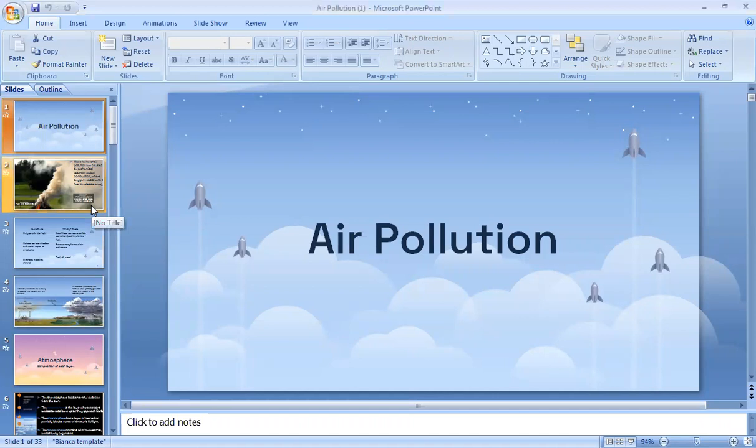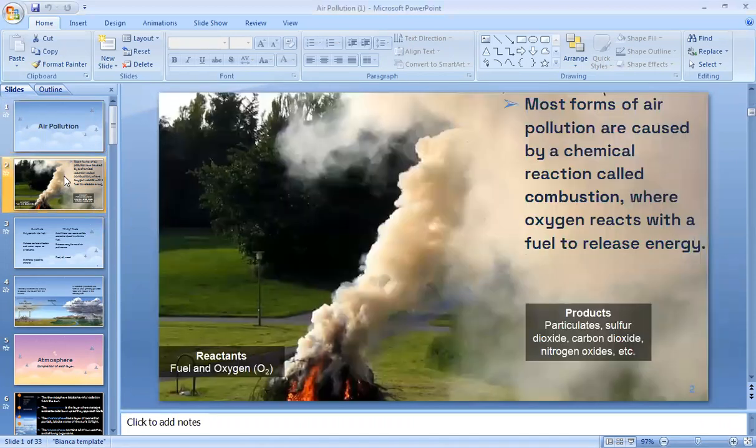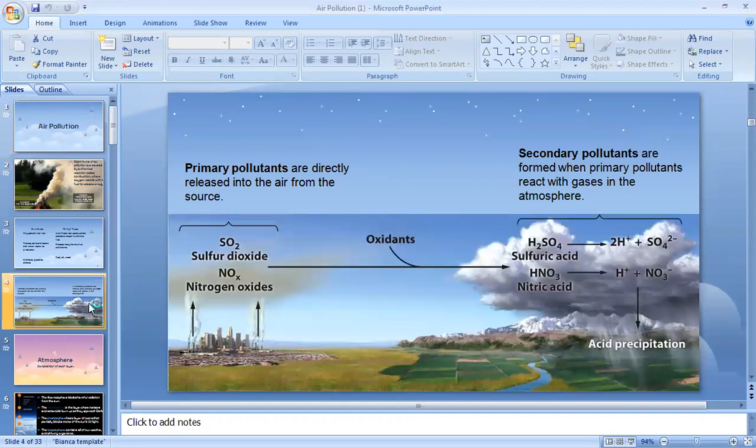So, most forms of air pollution are caused by a chemical reaction called combustion, where oxygen reacts with a fuel to release energy. For example, products particularly sulfur dioxide, carbon dioxide, nitrogen oxide, etc. Primary pollutants are directly released into the air from the sources, and secondary pollutants are formed when primary pollutants react with the gases in the atmosphere.